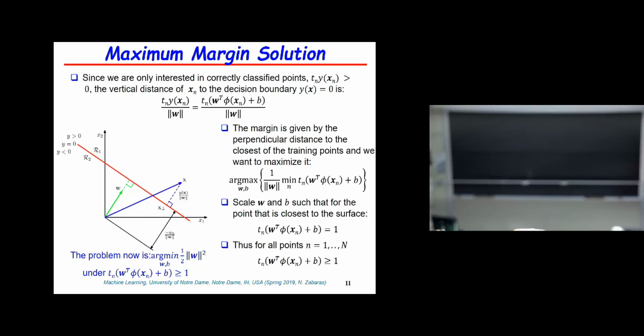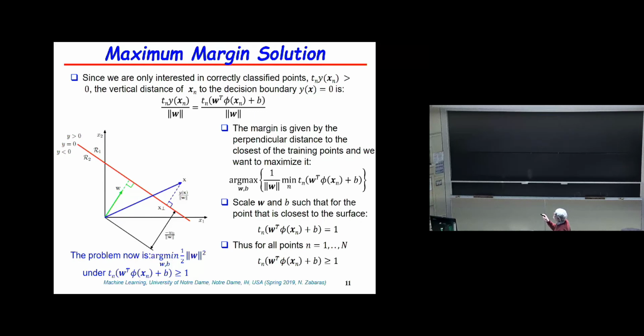Now, you remember that Tn times y of xn has to be greater than 0 because we're going to separate the data exactly, which means that for all other data points n, this has to be true. So for the points that define the margin, this is equal to 1. For all other points, this is greater or equal to 1. And if we set this thing equal to 1, we effectively get rid of the explicit minimization over the points because we define them like that.